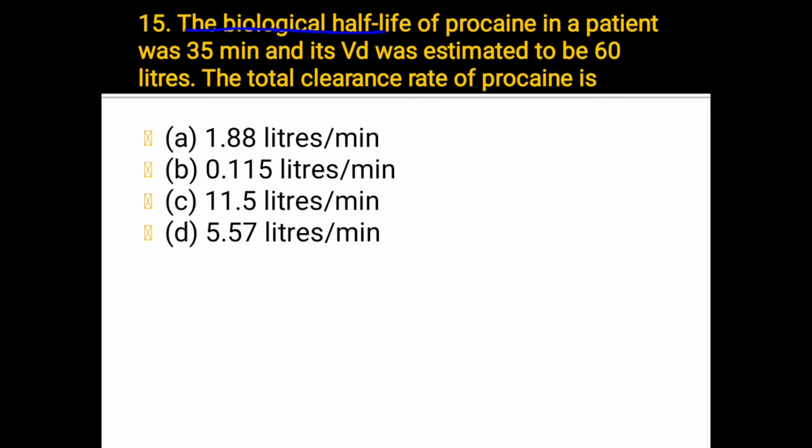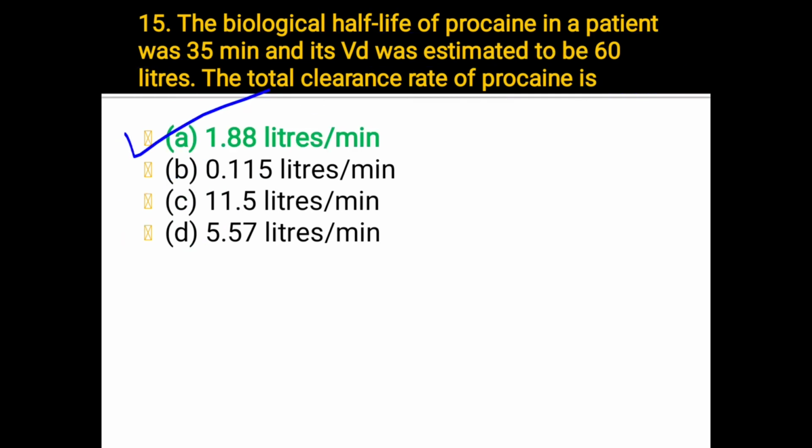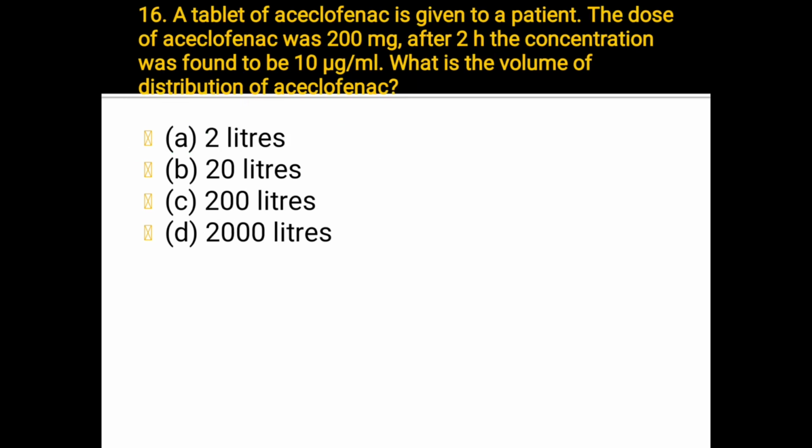The biological half-life of procan in a patient was 35 minutes and its Vd was estimated to be 60 liters. The total clearance rate of procan is A 1.88 liter per minute, B 0.115 liter per minute, C 11.5 liter per minute, or D 5.57 liter per minute. Which one answer? The answer is A, 1.88 liter per minute. Okay. Next, question number 16.